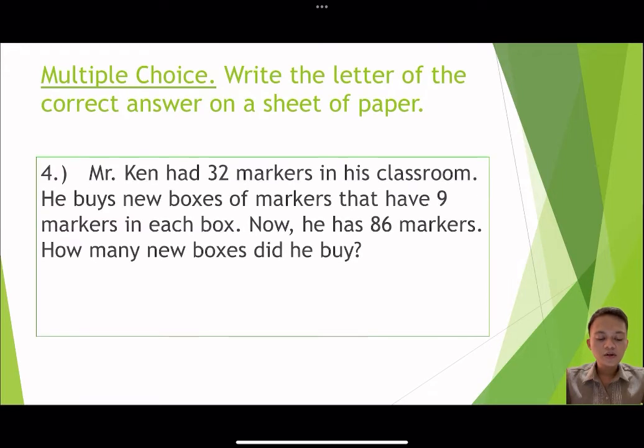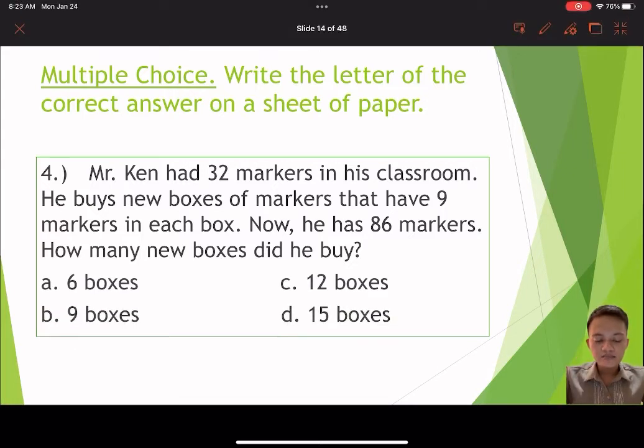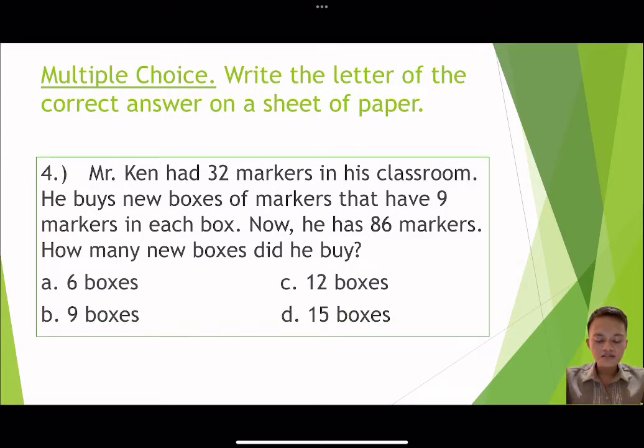Mr. Ken had 32 markers in his classroom. He buys new boxes of markers that have 9 markers in each box. Now, he has 86 markers. How many new boxes did he buy? A. 6 boxes, B. 9 boxes, C. 12 boxes, D. 15 boxes.